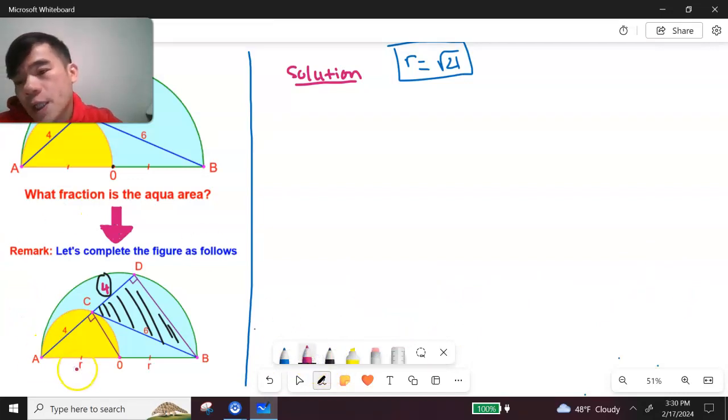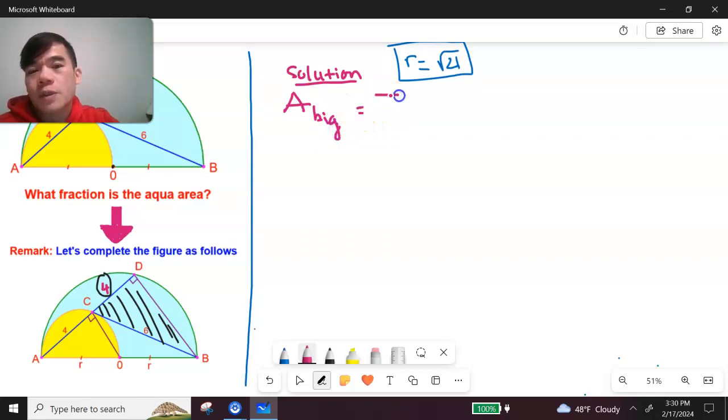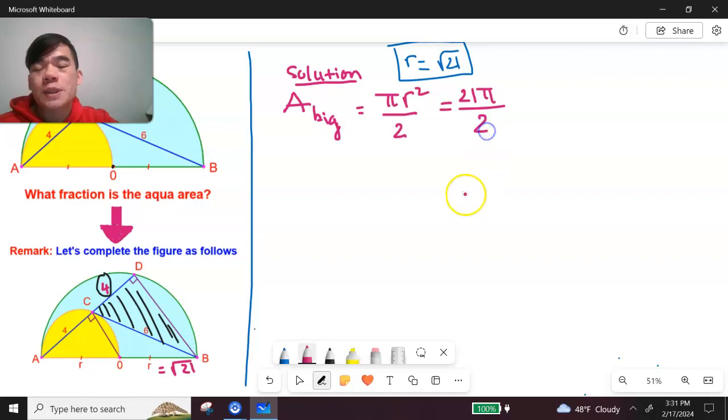Now we need to calculate the area of the bigger semicircle right here. I call this A big, equal to pi r square. The radius right here equals root 21. And because this is a semicircle, you need to divide by 2. So you have pi times square root 21 square, which is 21, over 2. This is the bigger one.